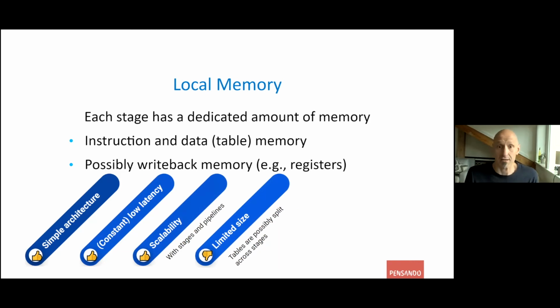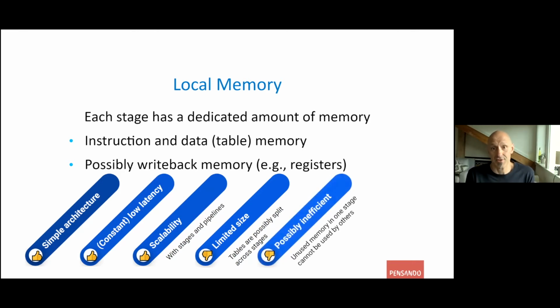If we need to store larger tables, we will need to split them across different stages. But this means that we're going to waste the processing capability of the stages that we could avoid using if we just had a larger memory in a stage. The usage of memory might be inefficient, because if a stage is not using all of the memory it has, other stages cannot take advantage of it. And because the memory is not shared, the data cannot be shared across stages or, for example, across other devices.